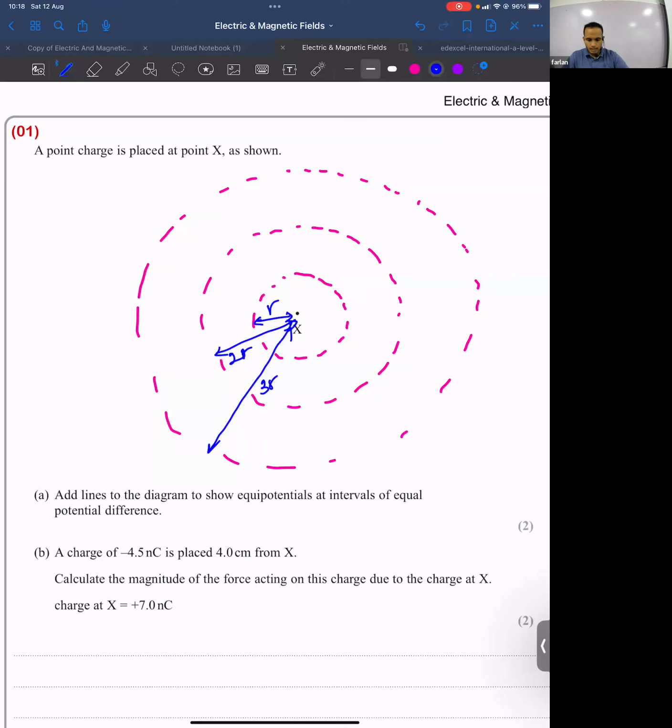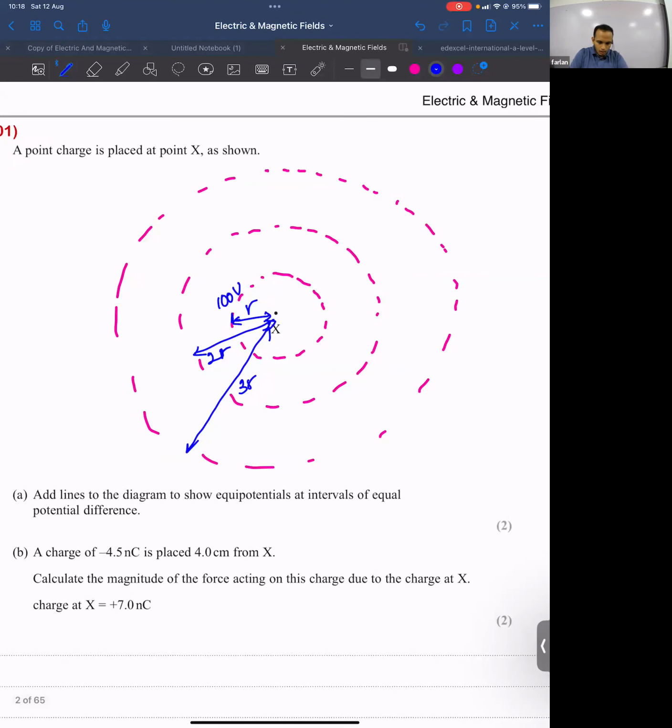Guys, if by any chance the potential at this point is 100 volts, at a distance of r, you tell me at 2r what is the potential? 50. Correct, no? Because the potential is inversely proportional to r.